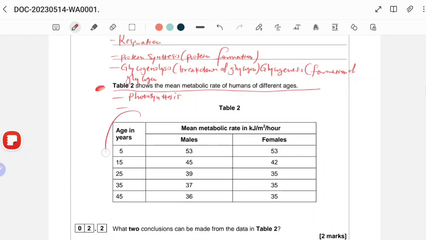So these are the ages of different people. Then these are the gender, male and female. Look at the mean metabolic rate for each of them. So what is your conclusion from this box? You have to look through this, pause the video and try that now.